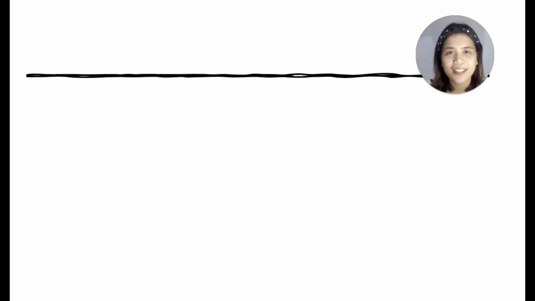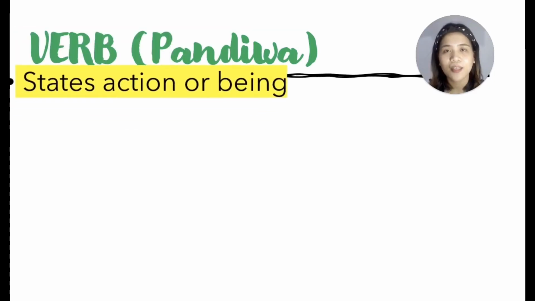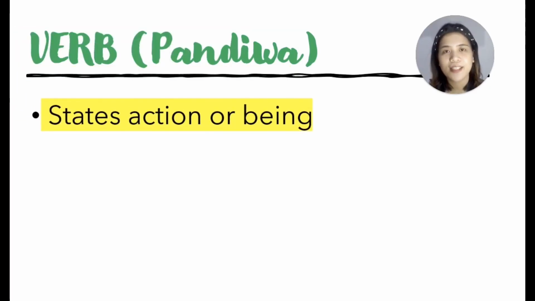Next on our list is verb, or in Filipino, Pandiwa. The common misconception about verbs is that these words state action. But you have to remember that not all verbs state action. Some of them state being. So our definition for verb is that it states action or being.